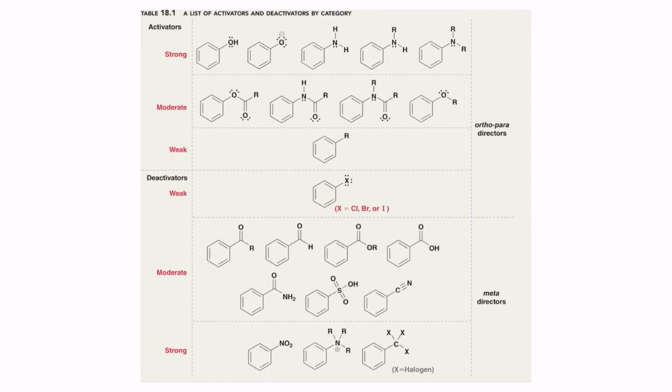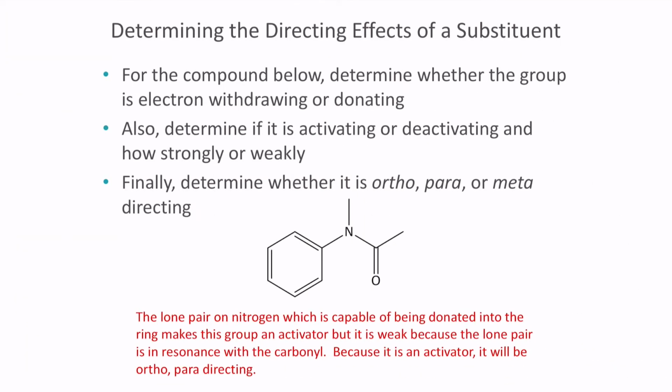So remember that only activators and the weak deactivators are ortho-para-directing. Moderate deactivators and strong deactivators are meta-directing compounds. So this is how you can justify. Now, how do you determine the directing effects of the substituent for the compound below?